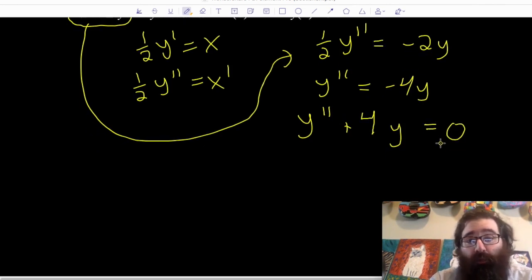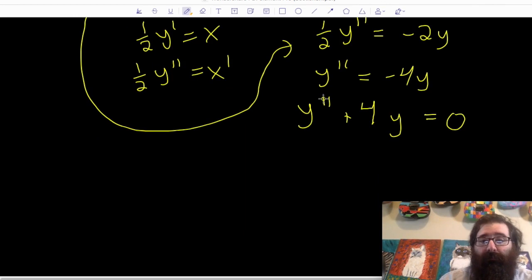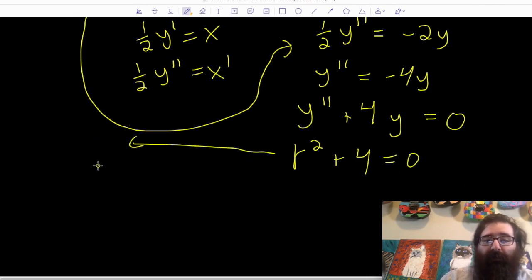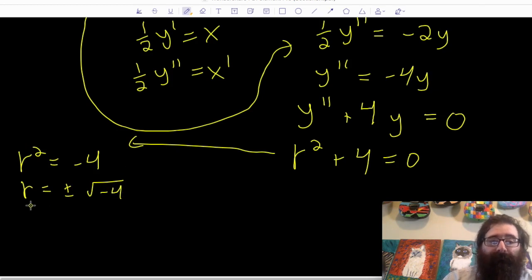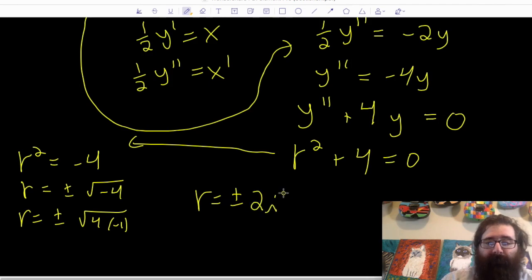And from this, we can go right to the characteristic equation. So here, replacing y double prime with r squared, and then plus 4 times 1, or plus 4, equals 0. Okay, now go ahead and try to solve this for r. So that means r squared equals negative 4, or that r is plus or minus the square root of negative 4, or r is plus or minus the square root of 4 times negative 1. And using that product property of the radical, we get r is plus or minus 2i.